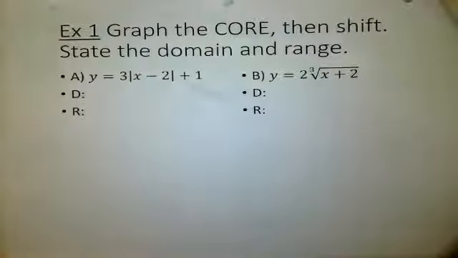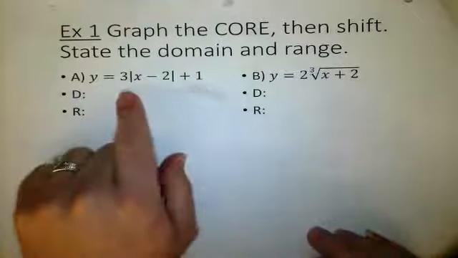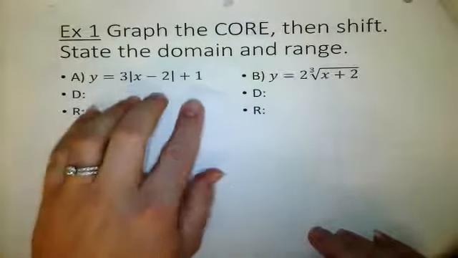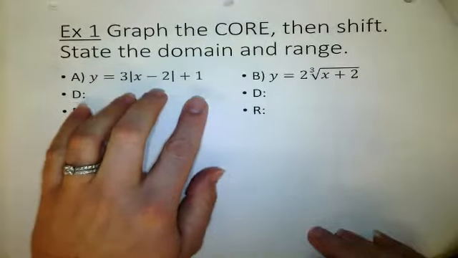Example 1, graph the core, then shift the function. On today's class practice, the way that I have it set up is I've prepped everything so that I start you off with our vertical stretch. You can see on this function, how many different transformations do we have? How many changes do we have to make?